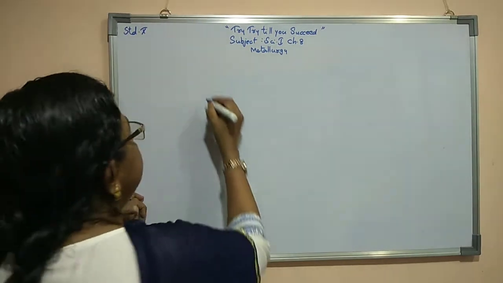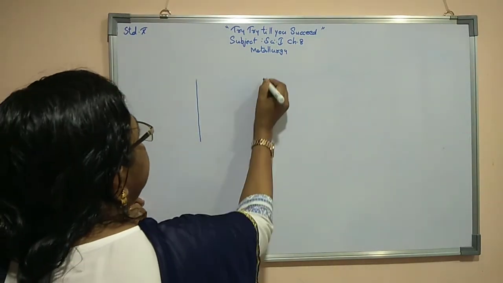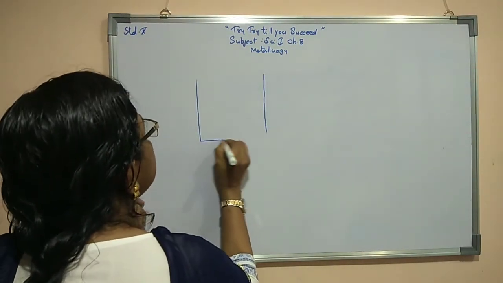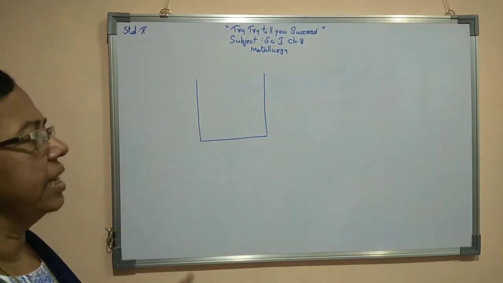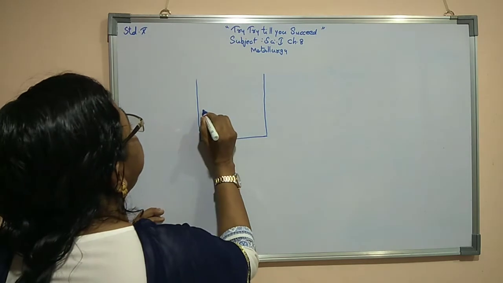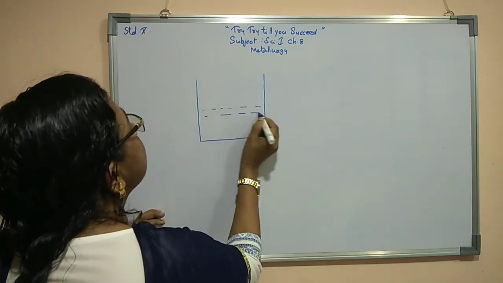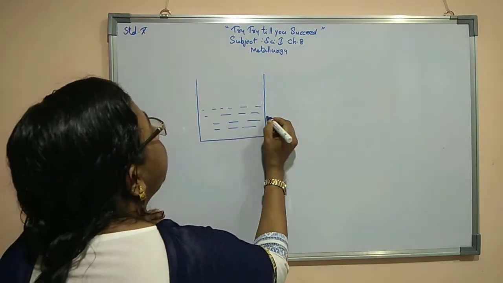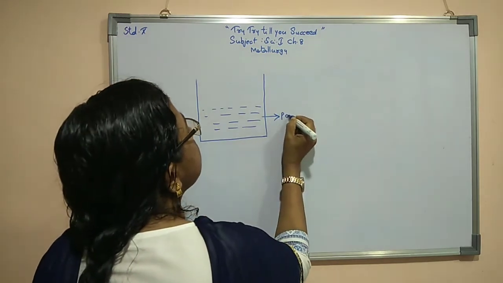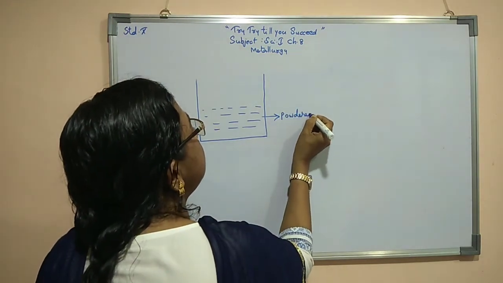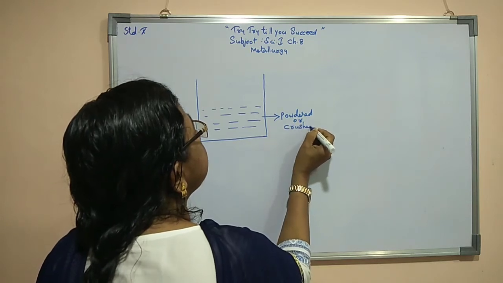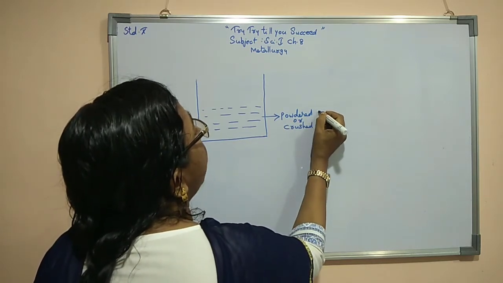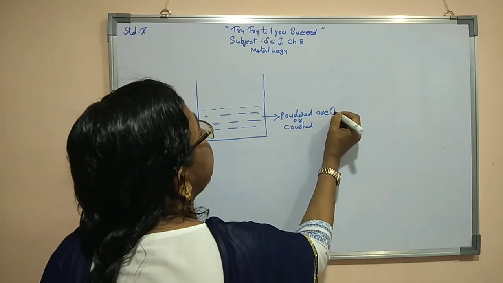First they are taking a large container. In this large container, they are putting powdered, or we can say crushed, powdered ore. Which ore? Bauxite ore.